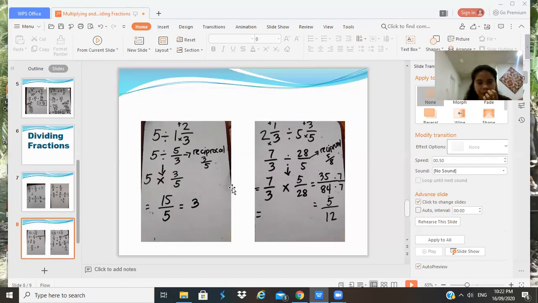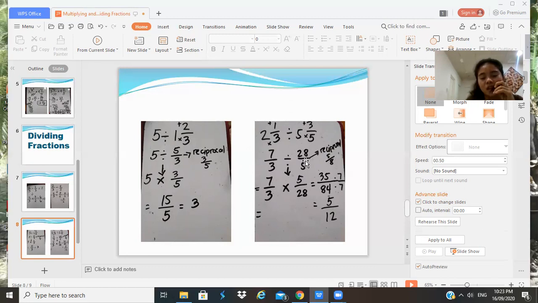Okay. Next example. We have 2 and 1/3 divided by 5 and 3/5. They are both mixed numbers, right? So we are going to make these into improper fractions. 3 times 2 is 6 plus 1, that's 7. Then over 3, because 3 is the denominator. Copy, divide. Then 5 times 5 is 25 plus 3 is 28. So that's over 5, because 5 is the denominator.